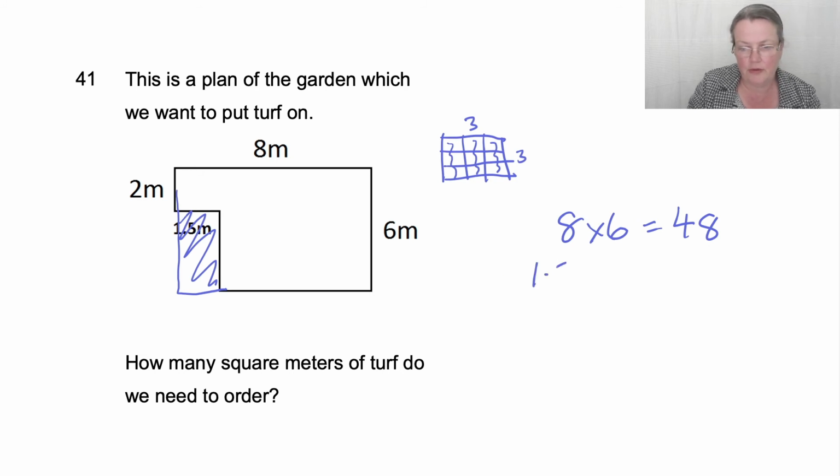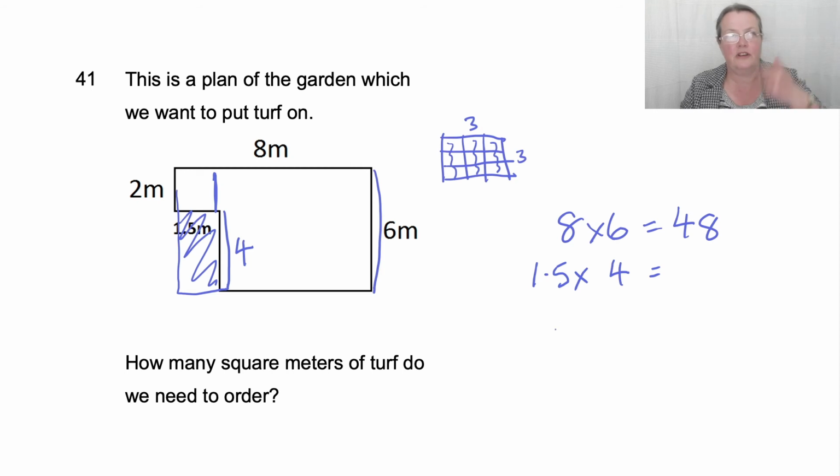So that's 1.5 times. Now how much is this bit here? Well, that's going to be 6 take away this 2. There it says 2. So that's going to be 4. 1.5 times 4 equals 1.5 and 1.5 is 3. And another 1.5 and another 1.5 is 3. 3 and 3 is 6. So that is 6. I'm going to write this underneath. 6.